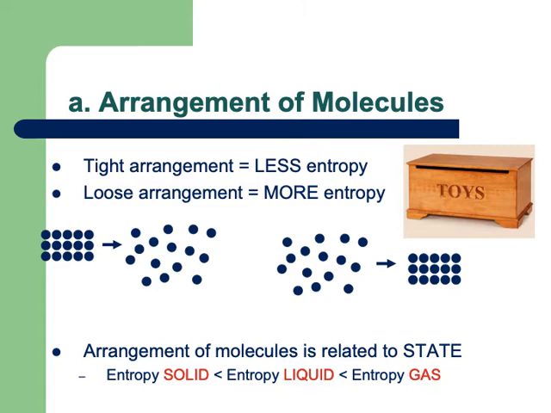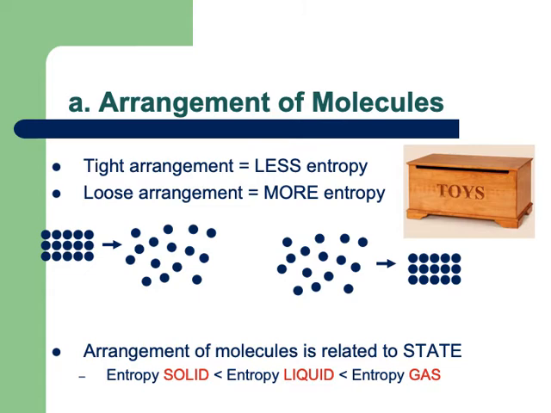Another example of this arrangement is crackers in a box versus poured out on the table. Crackers that are in a box are nicely organized and arranged in that box. However, when they're poured out on the table, they're all over the place. And so this increases the disorder.